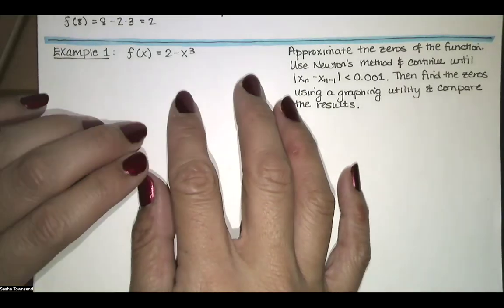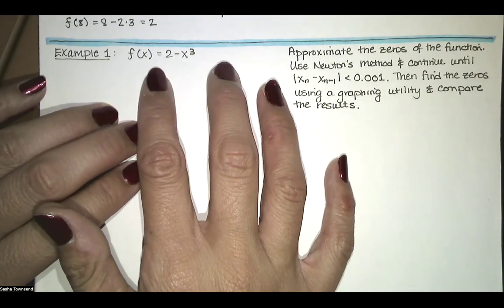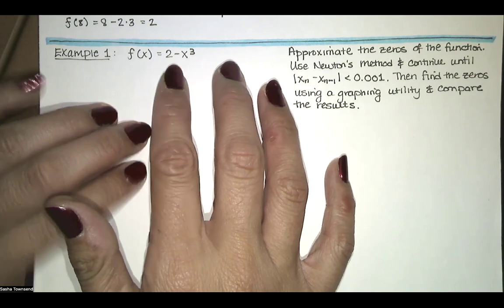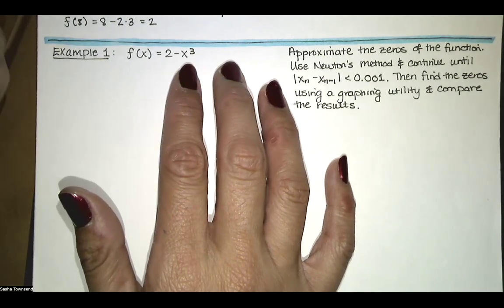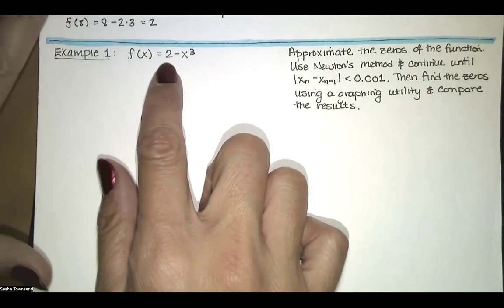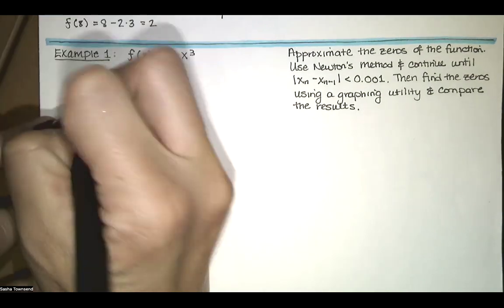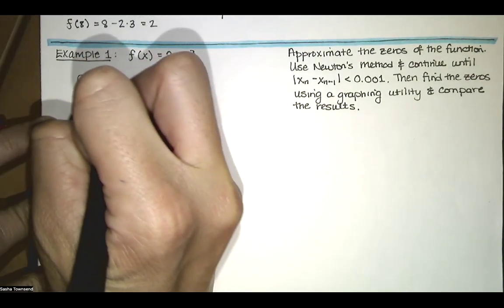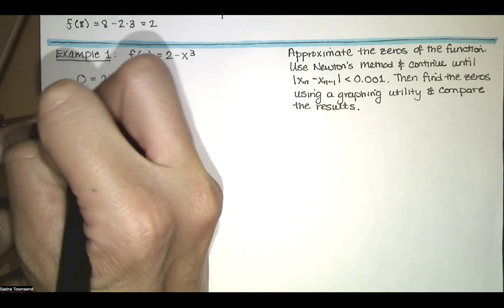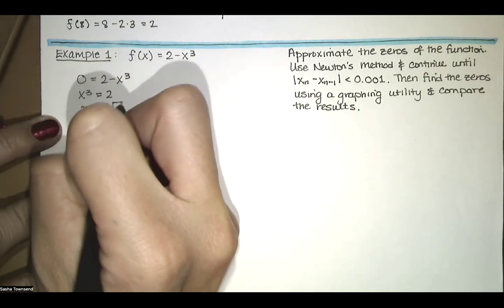In this video, we approximate the zeros of this particular function using Newton's method. I think we all know what the zeros are in terms of radical expressions. We just set the y value equal to 0 and then solve for x. So x cubed equals 2, so x equals the cube root of 2.